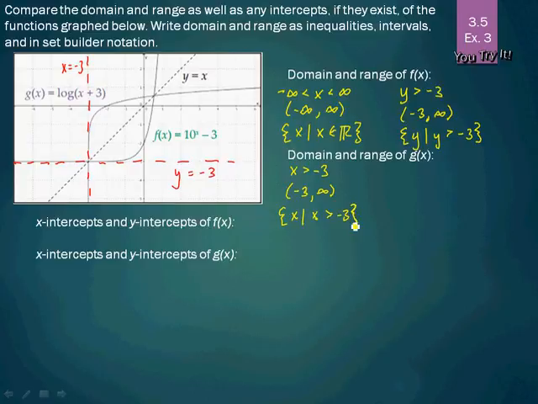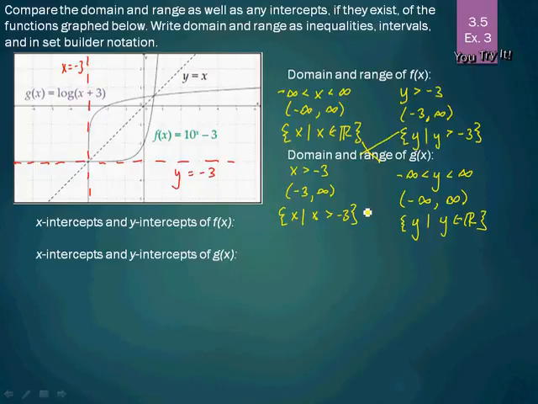Now for g of x, we know that the range was not restricted here, and so it's just all real numbers. So it's going to be similar to the domain of f of x with negative infinity is less than y is less than infinity, negative infinity to positive infinity, and the set of y's such that y is in the real number set. Okay, so notice here that the domain of f of x matches the range of g of x and vice versa. So this does show to be an inverse function so far.